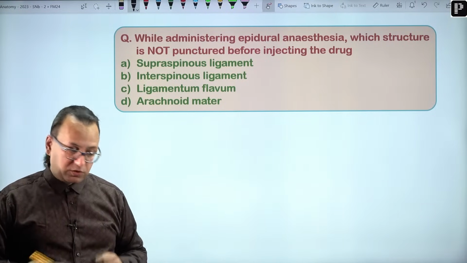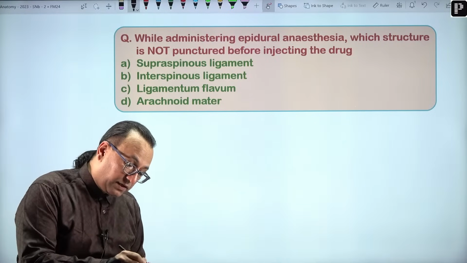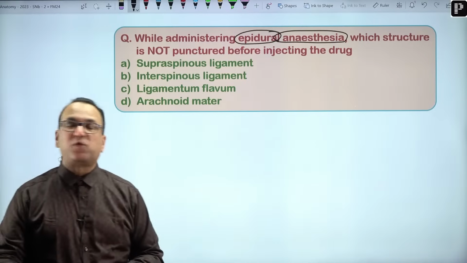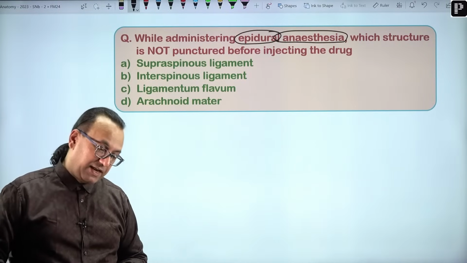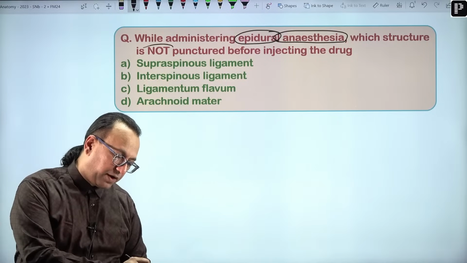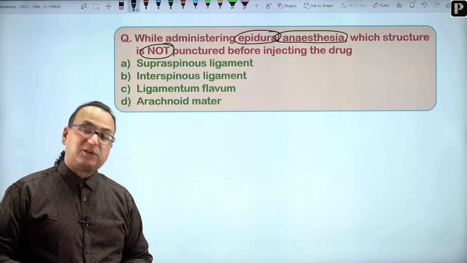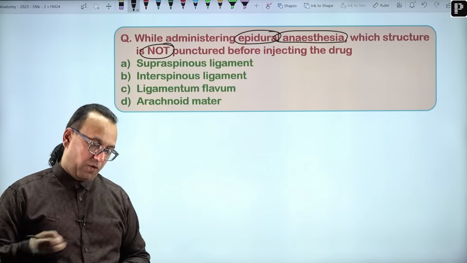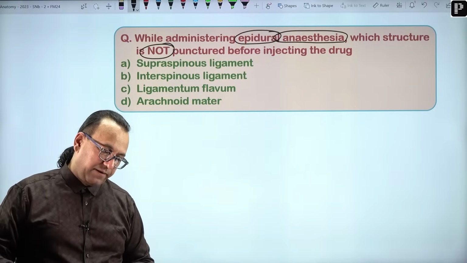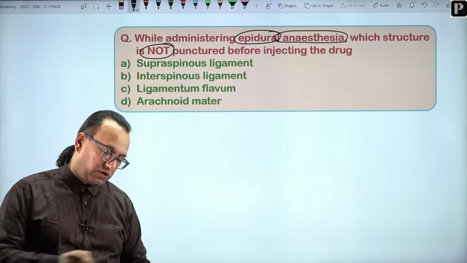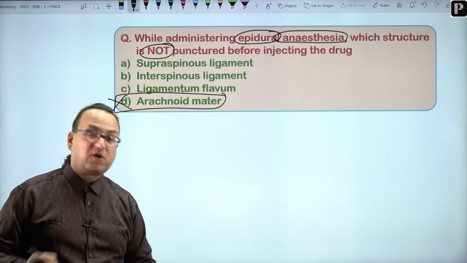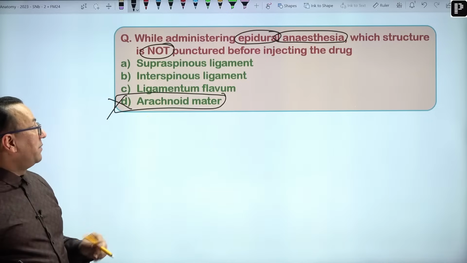So this is about epidural anesthesia, and when you talk about epidural, you are not supposed to puncture the meninges, and whatever meninges is given should be your answer because it is asking what is not punctured. So I will show you a diagram where we can talk about the layers when you do the epidural anesthesia puncture, but because you are outside the dura mater, you are not supposed to touch any meninges. So arachnoid mater you are not supposed to puncture, that should become your answer.